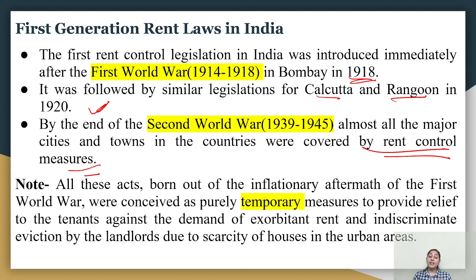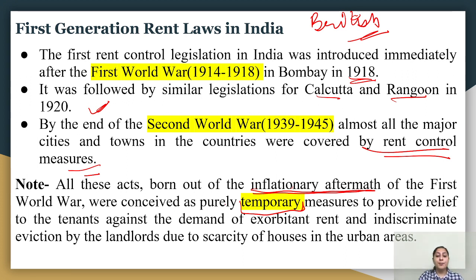But हमारे लिए ये जानना बहुत जरूरी है कि ये जो फर्स्ट जनरेशन है, ये कौन implement कर रहा है? The British. The British is the one who is implementing this first generation rent laws in India. और इनका जो purpose था, it was purely temporary. They just wanted to make sure that smoothly people are able to get houses on rent. So these were some temporary measures अगर हम देखें. So all these acts were born out of the inflationary aftermath of the First World War.